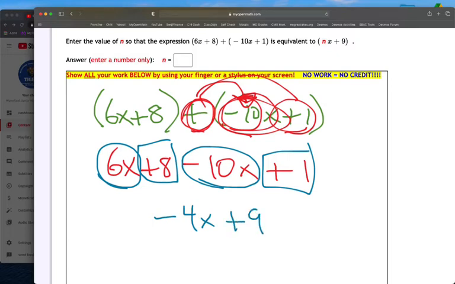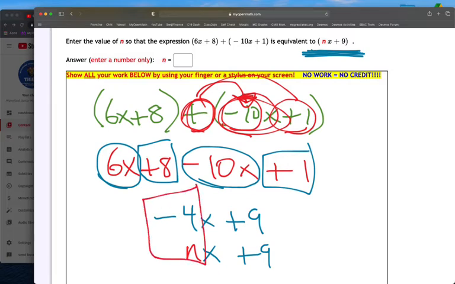But what we're trying to make is this expression right here, nx plus 9, and I'm simply changing pen colors here. So the question is, what value could we use for n? Well, clearly it would have to be negative 4.